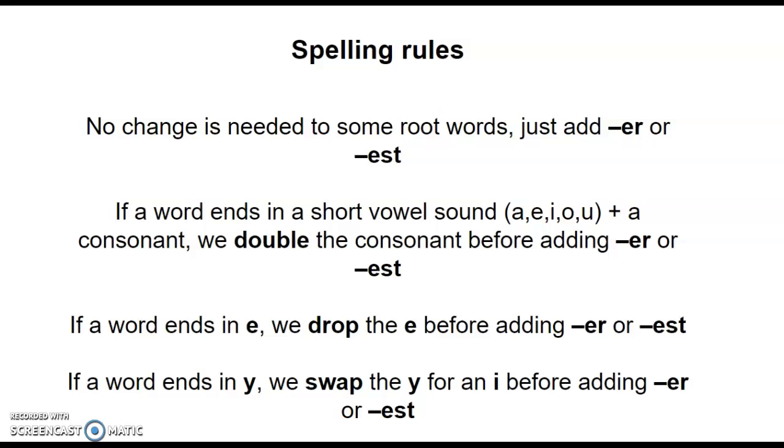If a word ends in a short vowel sound, so the vowels are A, E, I, O, U, you just add a consonant. Sorry, you don't add a consonant. It's if it ends in a short vowel sound and it has a consonant, we double the consonant before adding -er or -est. If a word ends in E, we drop the E before adding -er or -est. And if a word ends in Y, we swap the Y for an I before adding -er or -est.